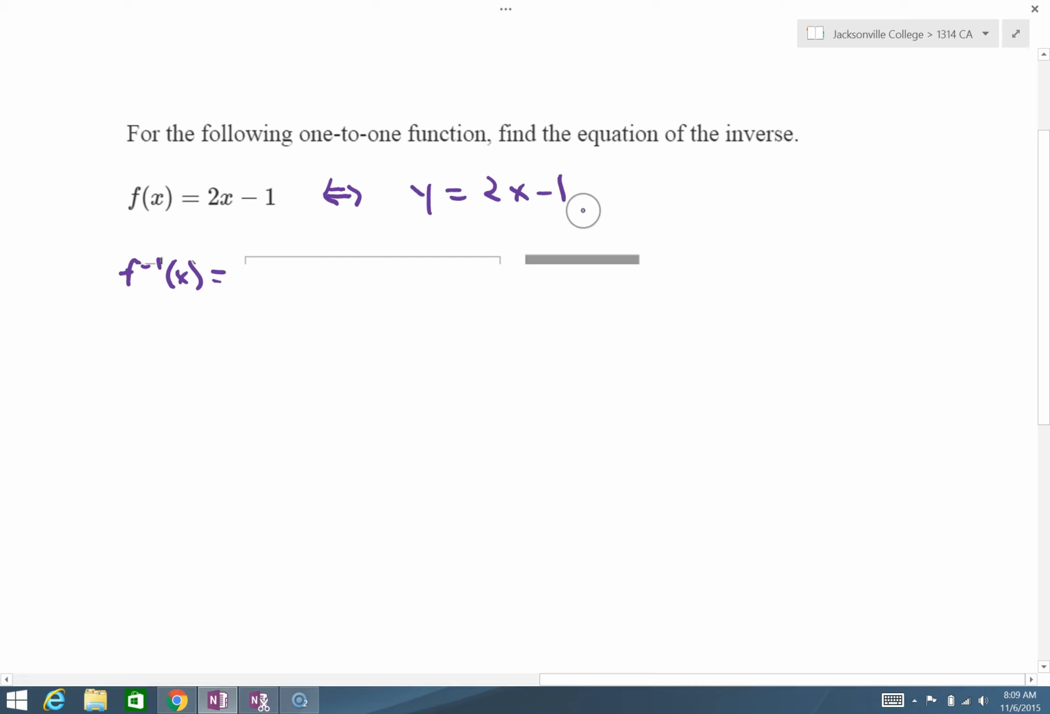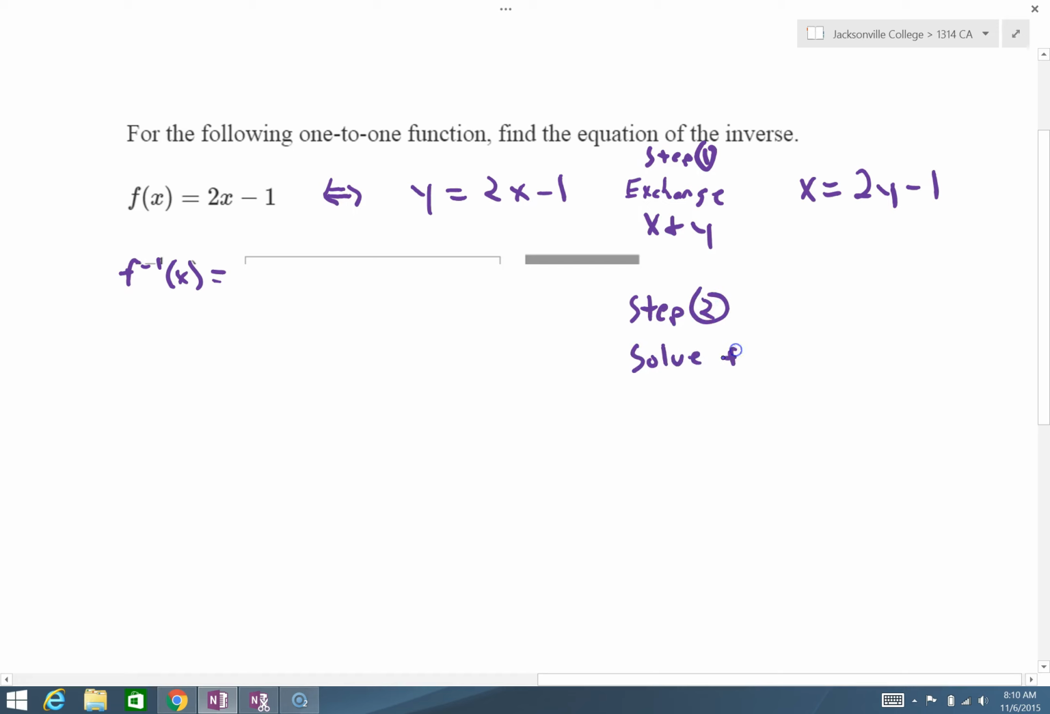I want to find the inverse. In order to find the inverse, I'm simply going to exchange my x and my y. That's what I did a little while ago. So exchange x and y. That's step 1. Rewriting this equation such that x and y are exchanged, I have x is equal to 2y minus 1. That's step 1. Step 2, solve for y. So I want to solve this equation for y.